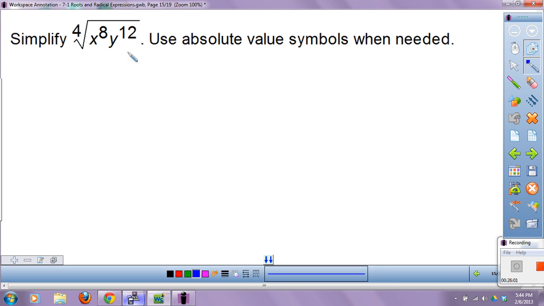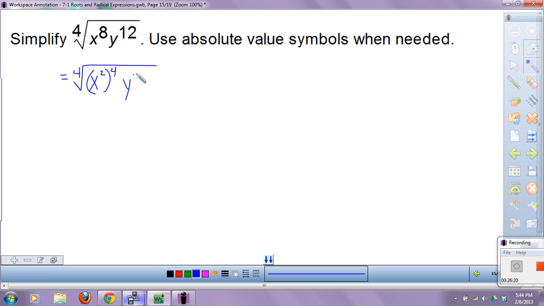It is an even root, so I do have to watch out for those numbers that could be negative without the absolute value. So let's rewrite this as the fourth root of x squared to the fourth, because I want my fourth to cancel out. 2 times 4 is 8. And then y cubed to the fourth. 3 times 4 is 12, so that's y to the 12th, and I can cancel out those fourth roots.